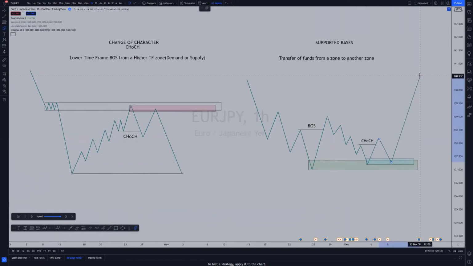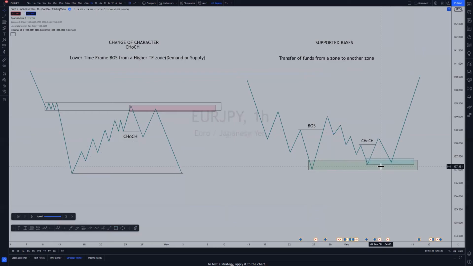So I expect price to do something like this, mitigate this base, then what? Then buy, of which here would be a very good take profit for us, this break of structure. And if structure is truly broken, that simply means that we'll start trending upward. So this is how it is for the sell scenario and for the buy scenario.